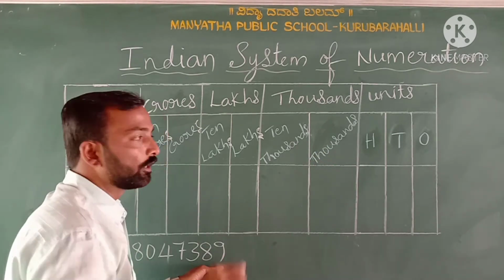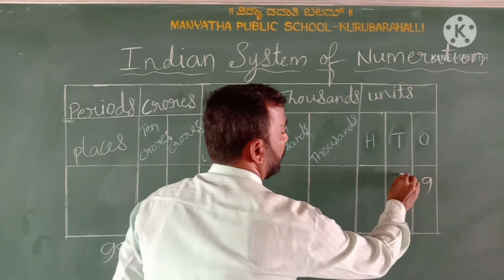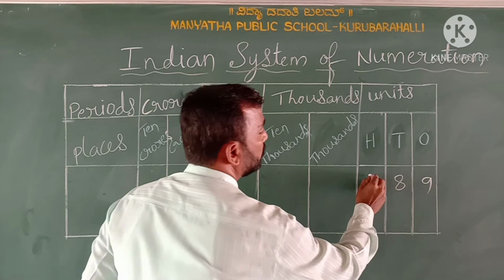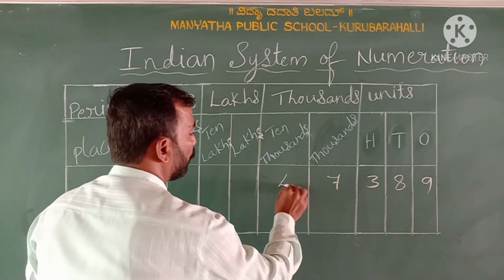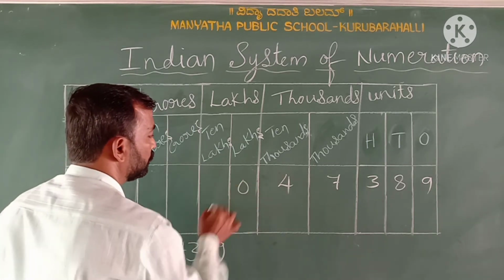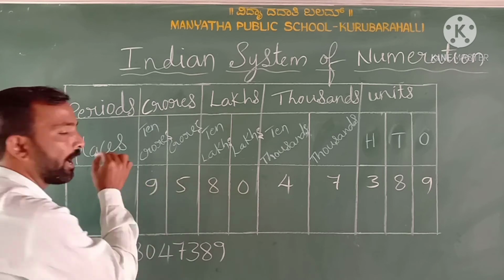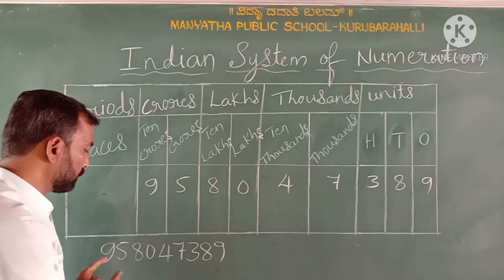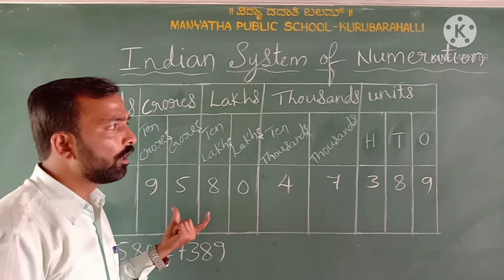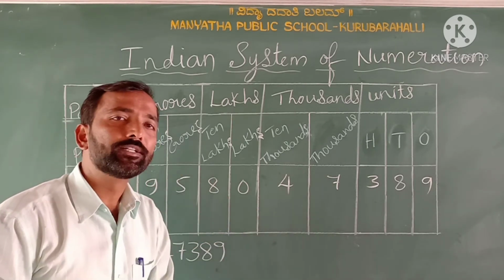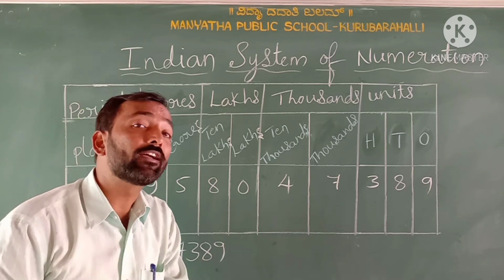See, the first one is what? 9. You write it in the ones place. Next, 8. The next one, 3. Your next one, 7. The next, 4. Next, 0, 8, 5, 9. Just like this you write the given number in the place value table. Now, how can you read it? And second, how can you put a comma?